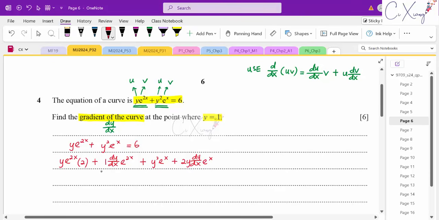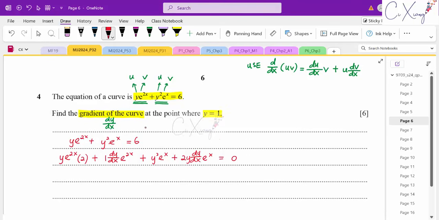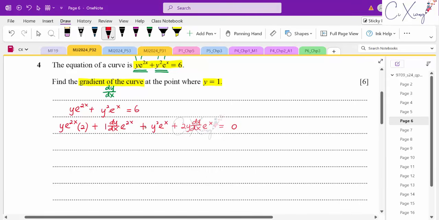Okay, so you can see that this part is the differentiation using product rule for the first time. Then this one is the differentiation using the product rule for the second term here. Then after that, differentiate the 6. So 6 is a constant. Differentiate the 6, you get a 0. Alright, then to get the value for dy dx, of course, you need to group all the dy dx together. So I'm trying to group all the dy dx together.